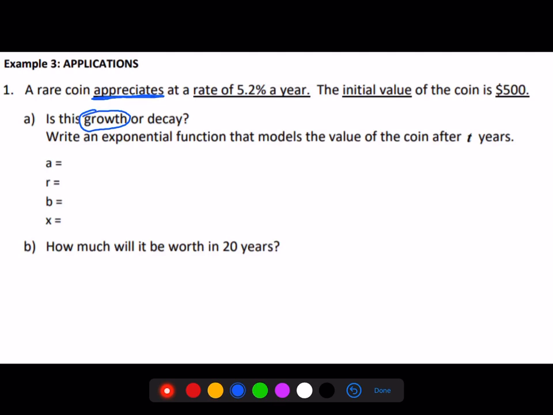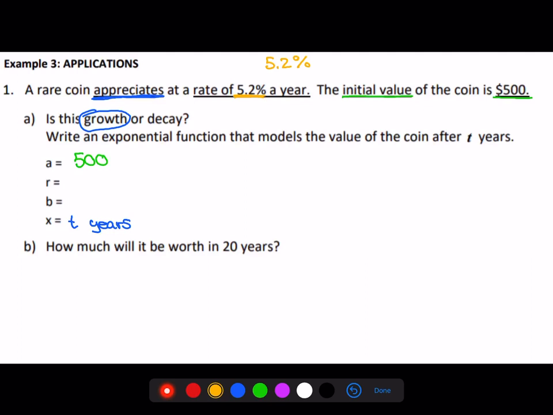Looking at what they give us, write an exponential function that models the value of the coin after t years. So in this case, if it's t years, x is going to be t years. Our a value is our initial value, which they tell us is $500. So a is 500. Our r value is the rate of change, the percentage, 5.2%.